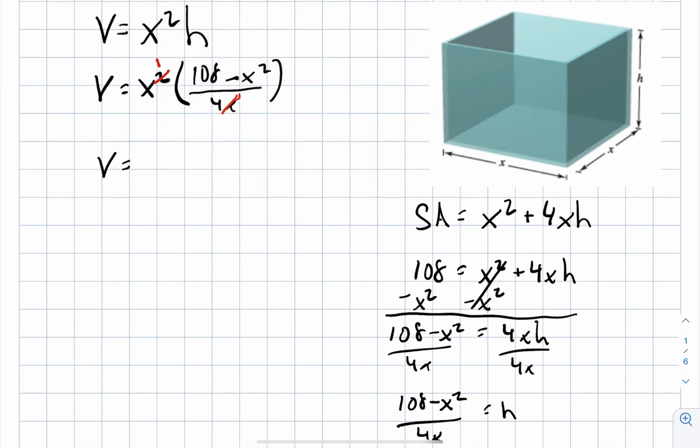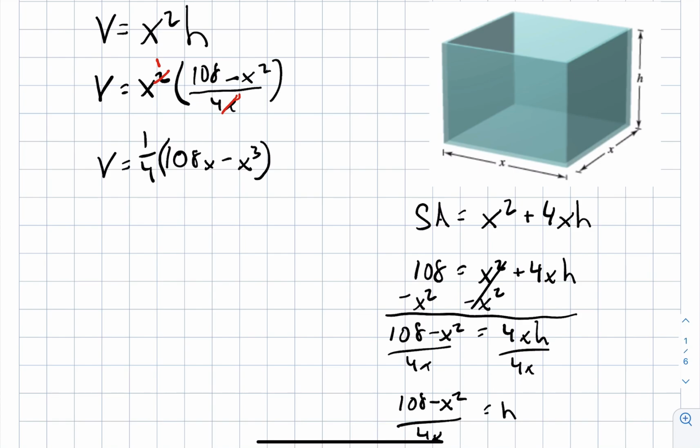So we can distribute that x up top. So that's going to be 108x minus x to the third power all over 4, which then we could just rewrite as 1/4. Okay? You don't absolutely have to do that, but I think it's going to make it a little bit easier to deal with. So this is now our volume formula, and we're trying to maximize the volume formula.